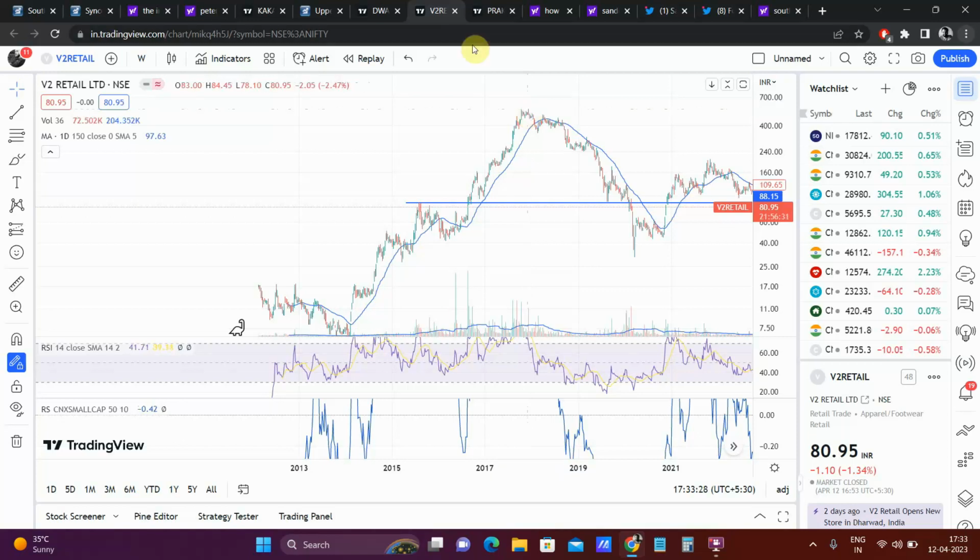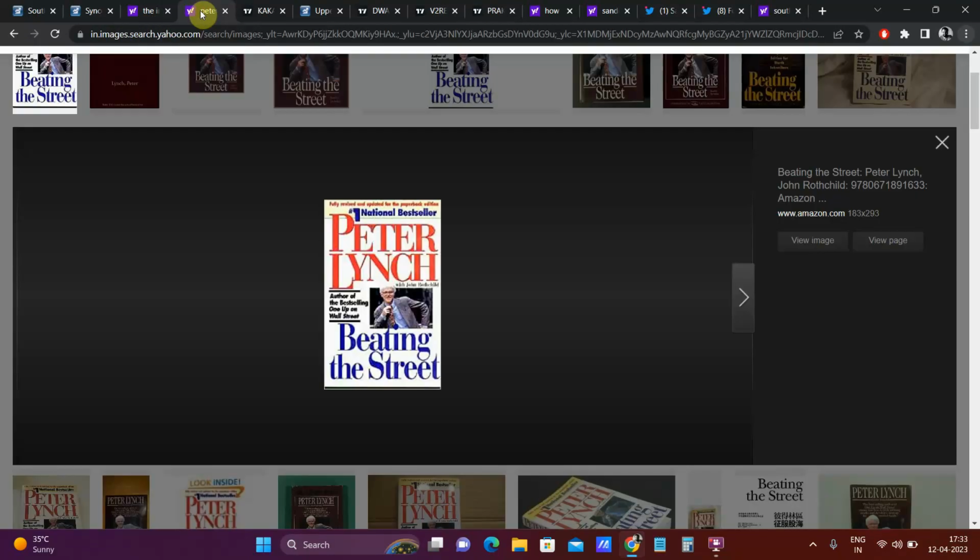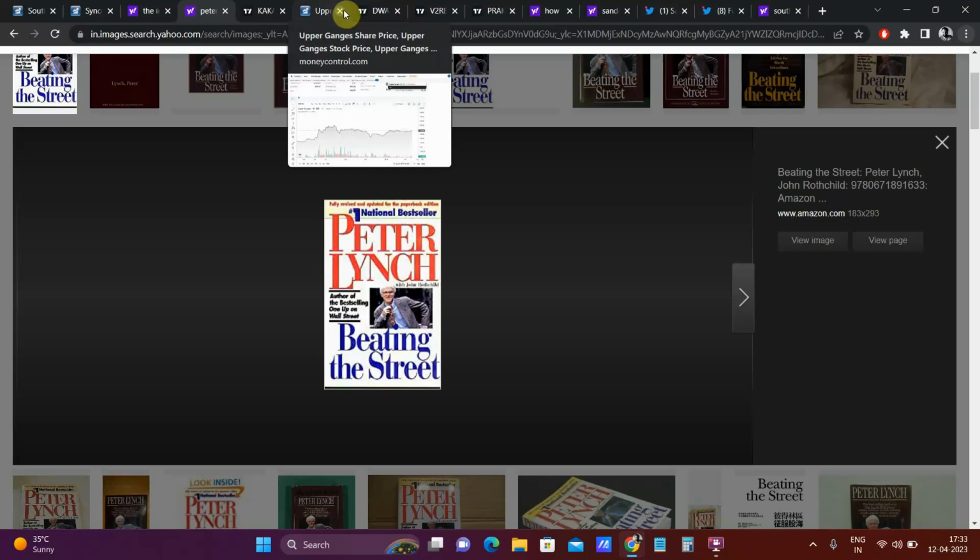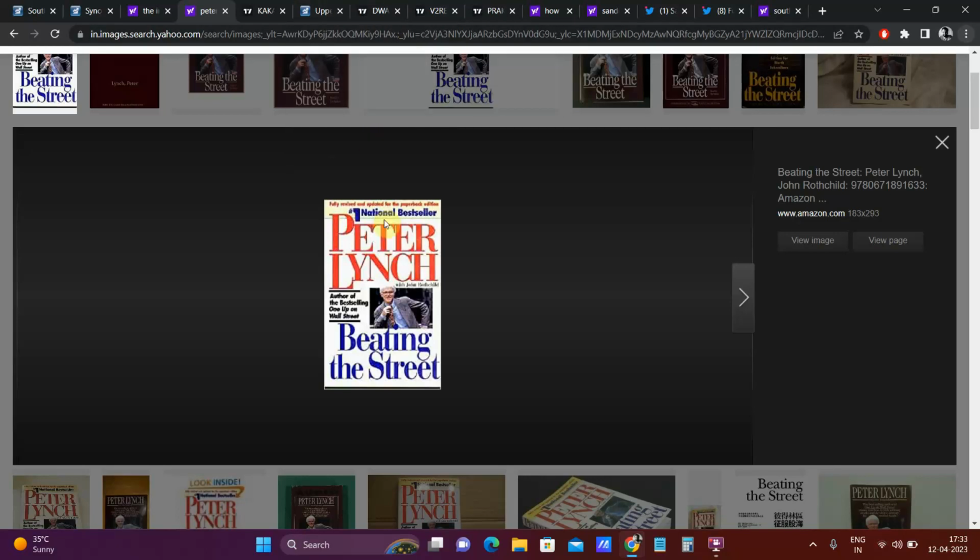So in between, during this bull run itself, I read this book, Peter Lynch, Beating the Street. That kind of made me select stocks like these cyclicals, that is Upper Ganges, the Arcade, V2 Retail. All of those were after reading Peter Lynch. To be honest, The Intelligent Investor didn't help me much because Peter Lynch's Beating the Street kind of helped me identify stocks and bet on them.